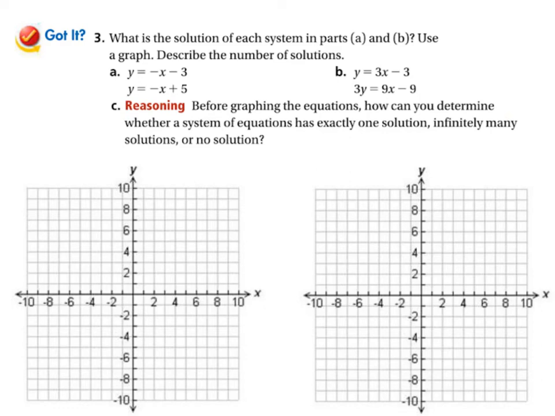Here's your got it problem. What it says here is, what is the solution of each system? Use the graph and then describe the number of solutions. You will graph these, and by the way, here it says before graphing, can you determine whether the system has one solution or infinitely many solutions or no solutions? So think about that first. See what indicators there are that would tell you before you even graphed it whether it's going to be just two lines that cross in one place, or whether they're the exact same line twice, or whether they're parallel lines. Try that and see what you come up with.